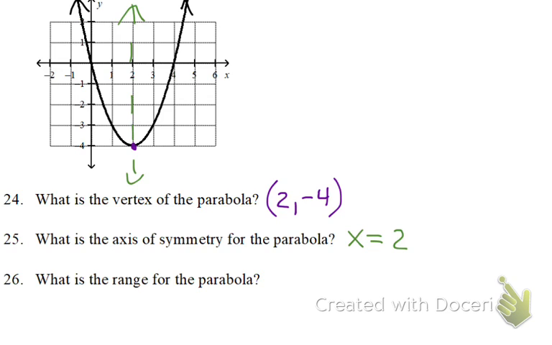And then the range is the y values. So our y values go down to a minimum of -4, but the rest of them are above that, so y is greater than or equal to -4. And sometimes you may see it written a little bit more complicated. We could say the range is equal to all of the y's such that y is greater than or equal to -4. So those are equivalent answers there.